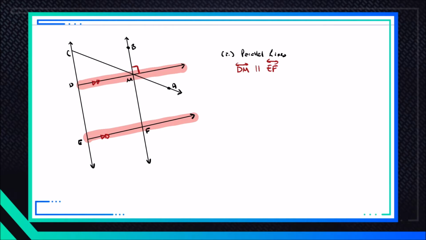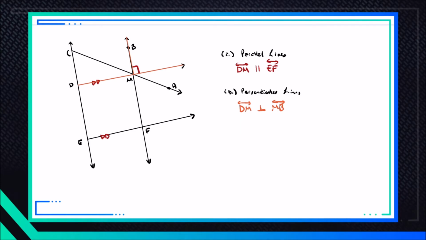Next, we want to identify a set of perpendicular lines. And so you can see that right there with this right angle. If we highlight that line in orange and go with this right angle, that means that DM is going to be perpendicular to MB. And that upside down capital T means perpendicular to.